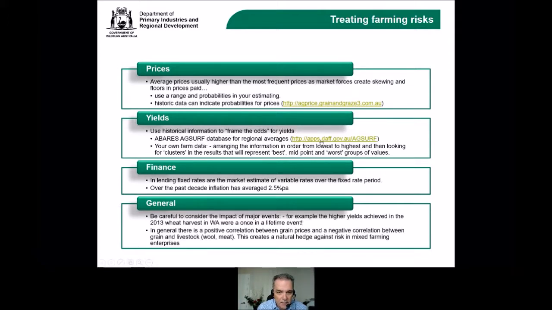When it comes to financial risk, how do people manage that? Sometimes they look at fixed rates in terms of managing the risk of interest rates going up.